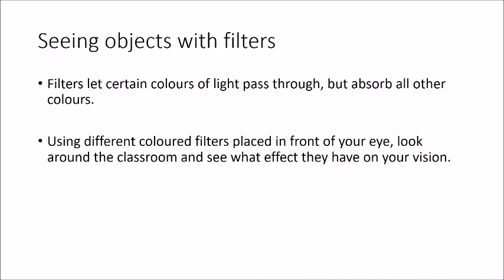So, we're now going to learn something about objects with filters. Filters are special types of materials that only let certain colors of light pass through them, but then they absorb all the other colors. We can use different colored filters placed in front of your eye to see what effect they have on your vision. Things like tissue or that scratchy plastic paper that you can get in wrapping sometimes with different colors. If you look through that, all of that is only one color.